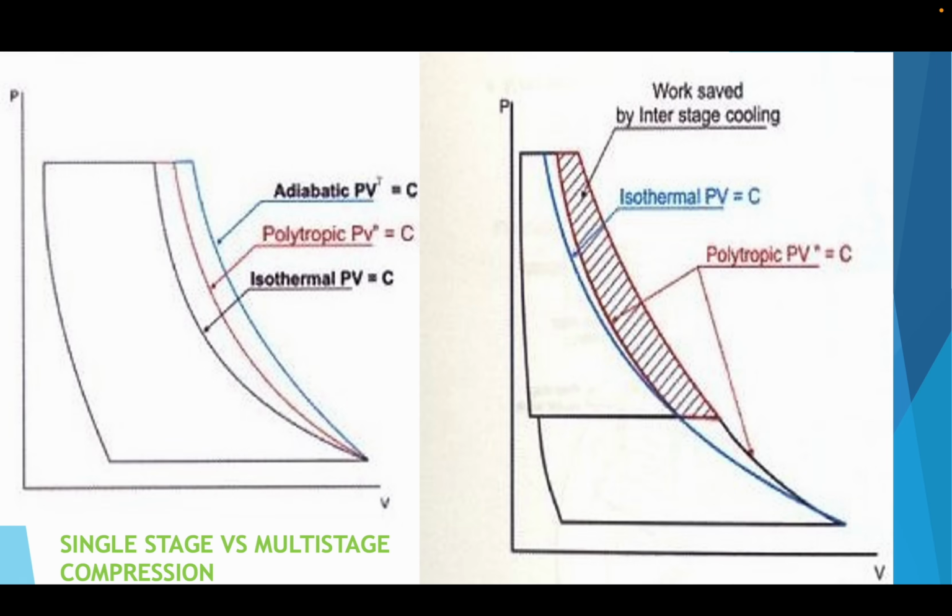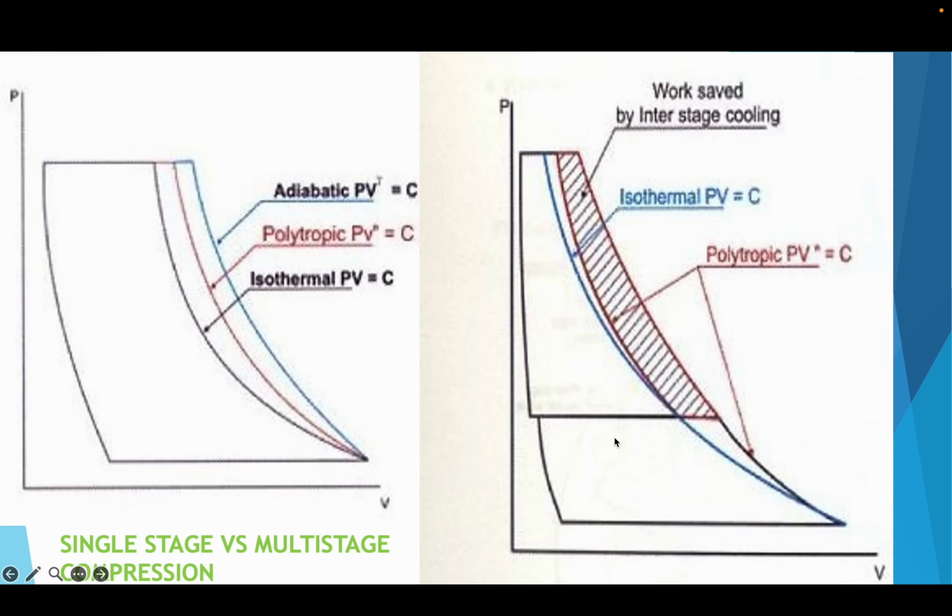Now let's come to the second topic, which is single stage versus multi-stage. Suppose somebody tells you, here is 1 bar and here the compression is to 10 bar. You want to compress the gas from 1 bar to 10 bar, what will you do? Will you compress it in one go from 1 to 10, or in 2 parts? In the first part you compress from 1 bar to 5 bar, and in the second stage you compress from 5 to 10. So what will you prefer?